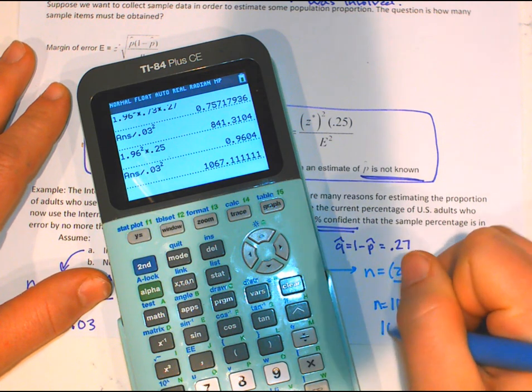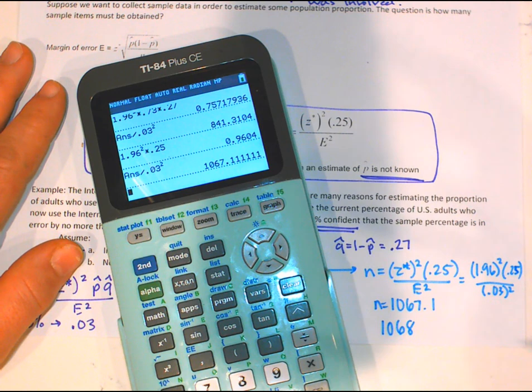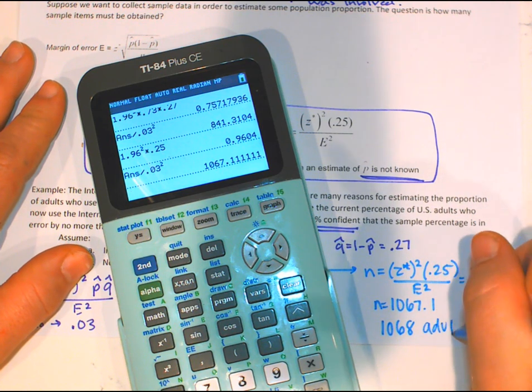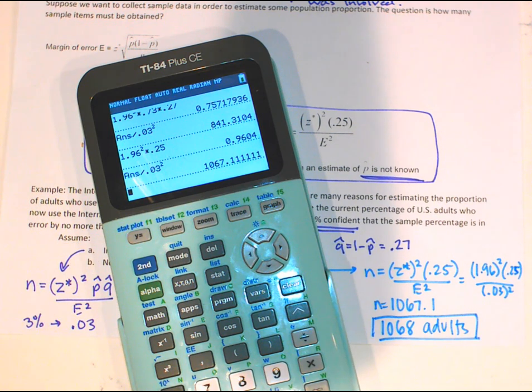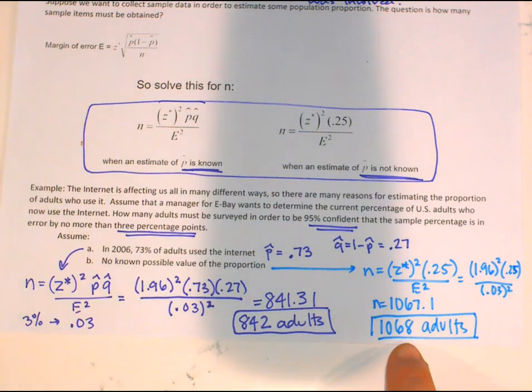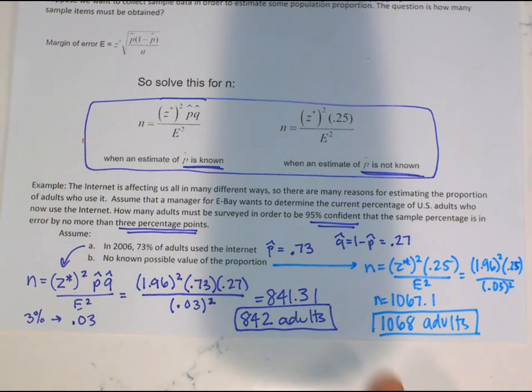1,067.1. So I need to ask 1,068 adults, because I've got to round that up to 1,068. This number is always going to be bigger because we don't have any starting point to go off of. Right here we had an estimate that we were going to start with, so we were just building from that. This we're starting from scratch, so we're going to have to ask more people in order to be as accurate as we want to be.